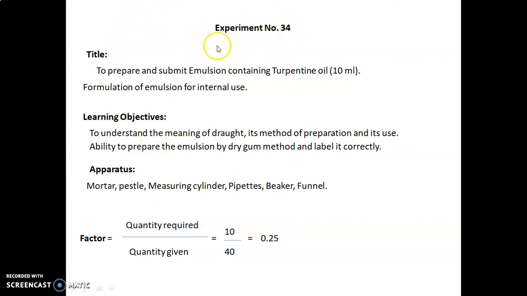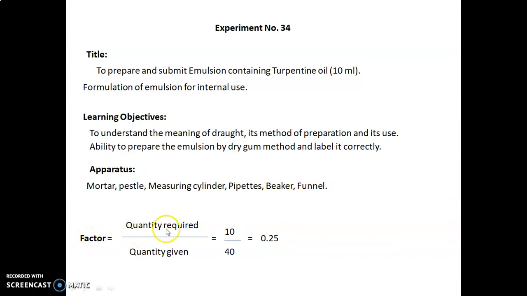Experiment number 34. The title of this experiment is to prepare and submit an emulsion containing turpentine oil 10 ml. This involves the formulation of an emulsion for internal use. Learning objectives are to understand the meaning of draught, its method of preparation and its use, and the ability to prepare the emulsion by dry gum method and label it correctly. Apparatus required are mortar, pestle, measuring cylinder, pipettes, beaker, funnel.